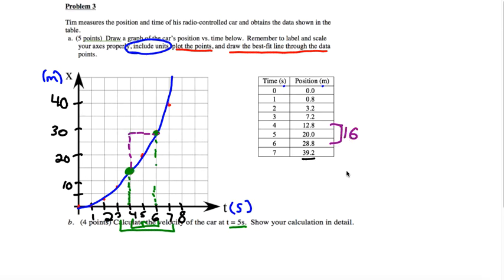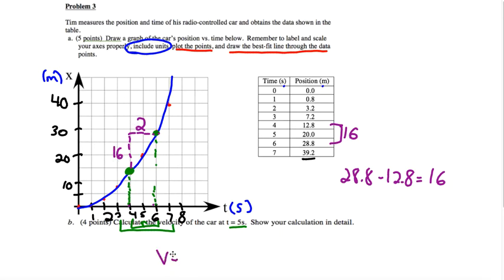If you can't do that in your head, just subtract the 2. Final minus initial. 28.8 minus 12.8 gives you 16. Okay, so our rise is 16. The run is just from 4 to 6 seconds. So from 4 to 6, 6 minus 4 gives us 2. Our rise is 16, our run is 2.